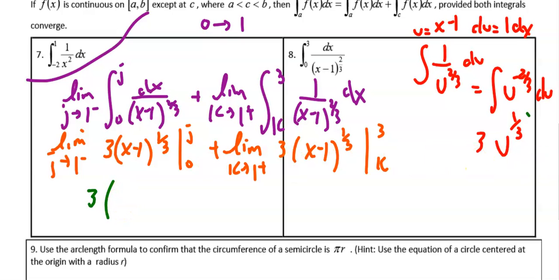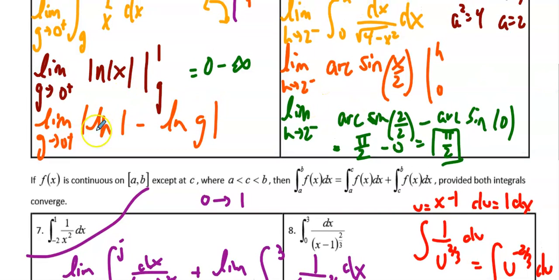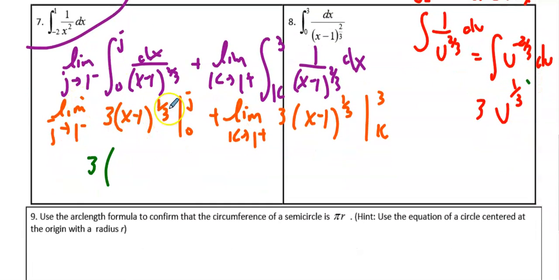Now, the reason why I didn't just plug in 1 up here is because the natural log of 1 does not exist. Natural log of 1 does not exist. But I can plug in the sine of 2. The sine of 2 is actually a value that exists. So here, I can just simply plug in 1.